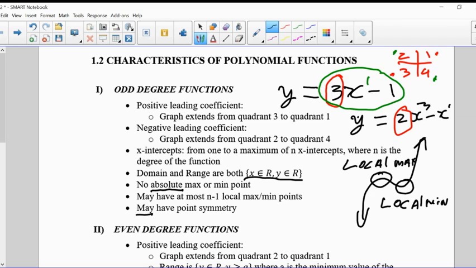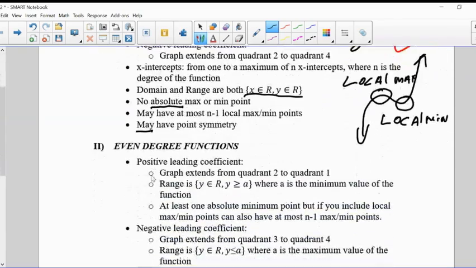Okay, so let's move on. That's odd degree functions. Let's get to even degree functions now. If it's a positive leading coefficient on the even degree function, then yesterday we said it goes from quadrant 2 to 1. We talked about that already yesterday. The range is restricted. So if it's a positive lead coefficient, I want you to think of a quadratic function, which is an even degree function. Quadratic functions are even degree. And let's think of one that maybe looks like that. Going from 2 to 1, starts off in quadrant 2, ends up in quadrant 1.